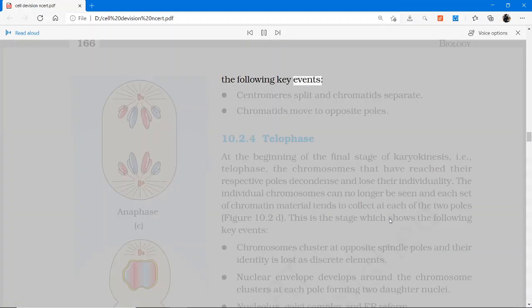Biology. The following key events: centromeres split and chromatids separate; chromatids move to opposite poles.